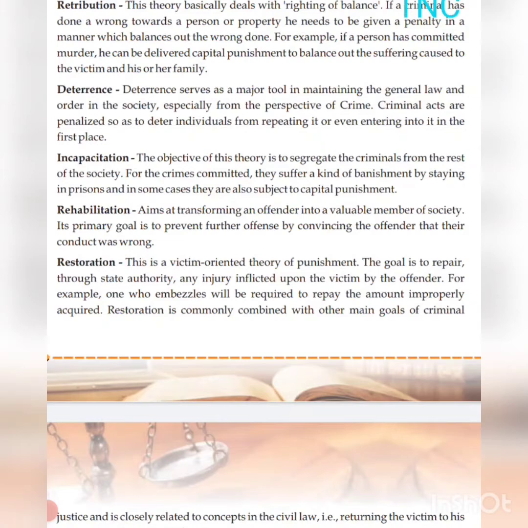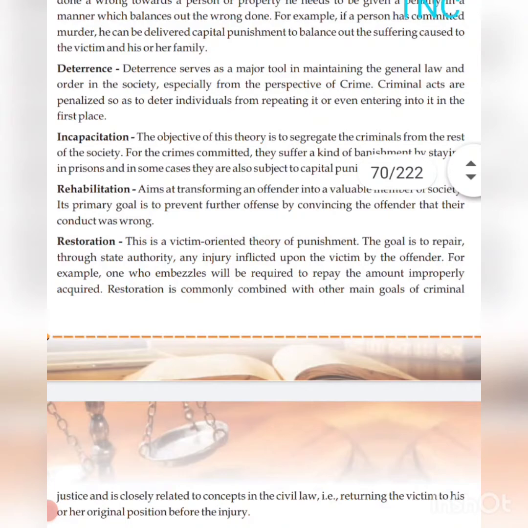Incapacitation: the objective of this is to segregate criminals from the rest of society. For crimes committed, they suffer a kind of banishment by staying in prisons, and in some cases they are also subject to capital punishment. Capital punishment may be death, life imprisonment, which are given in very extreme situations, the most extreme, and capital punishment is given only in particular cases, which include hanging someone, or giving someone life imprisonment. So that is all capital punishment.